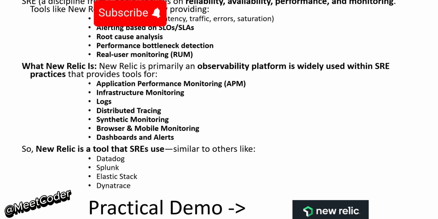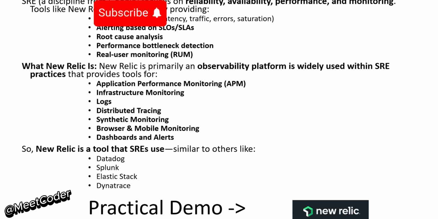SRE focuses on performance monitoring, metric collection, alerts based on SLOs, service level objectives, and service level analytics, root cause, and performance bottlenecks. We will see these things in New Relic. New Relic is primarily an observability platform which is widely used within the SRE practice.